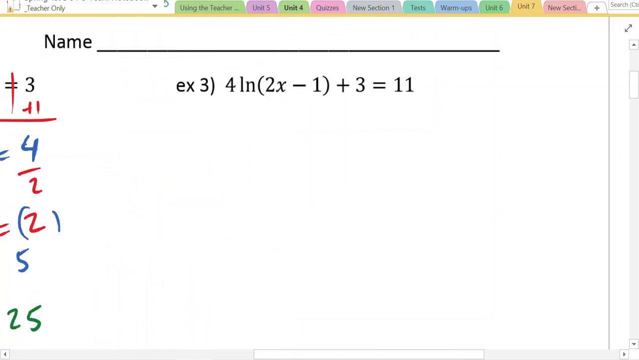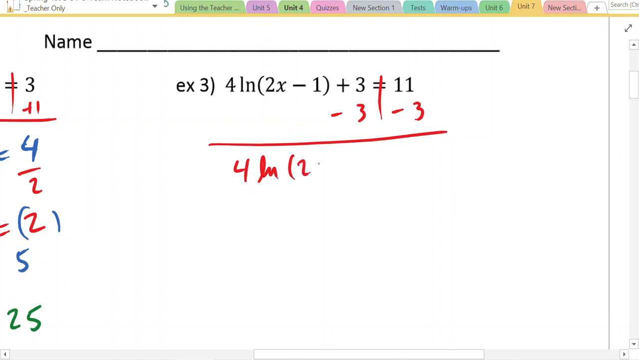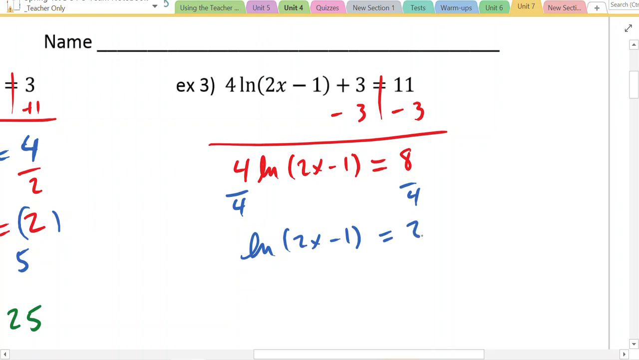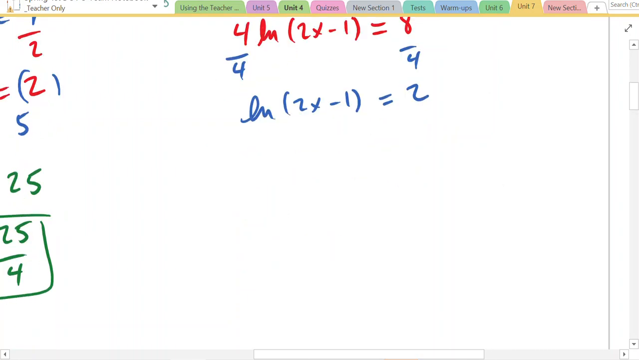All right, for our last trick, once again, we're going to do the same thing. We are going to subtract 3 from both sides. We get 4 natural log of 2x minus 1 equals, well, 11 minus 3 is 8. So we're going to divide both sides by 4. That leaves us natural log. Remember, do all the simple algebra. That was what I forgot to do. Do all the simple algebra first so that your equation doesn't become too complicated.